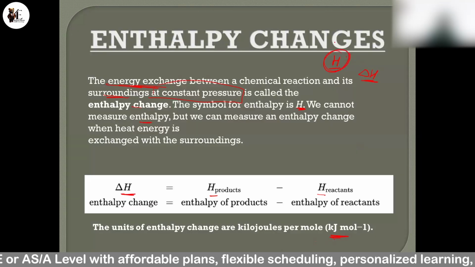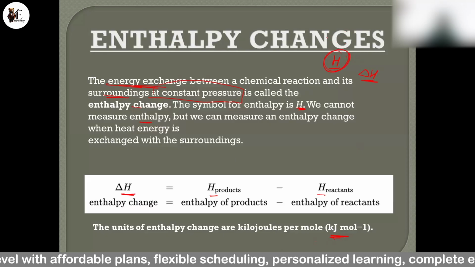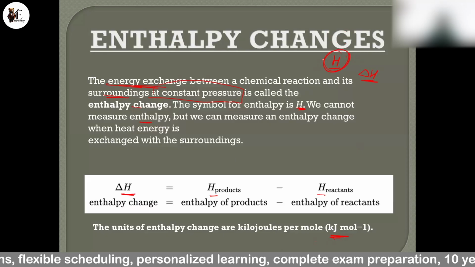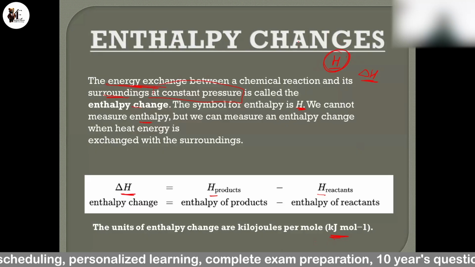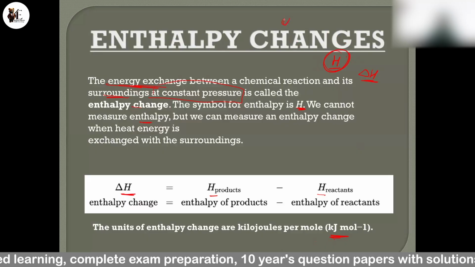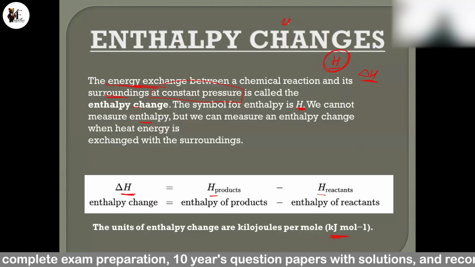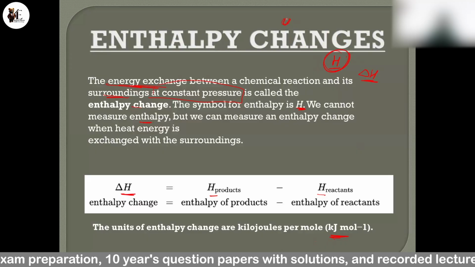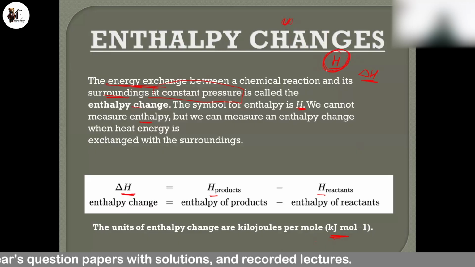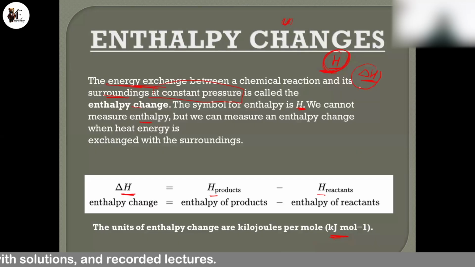You cannot calculate the absolute value of enthalpy, because it is equal to the sum of internal energy and the pressure-volume term. And internal energy is every energy inside it. You cannot calculate the absolute value of internal energy, that is U. So if you cannot calculate the absolute value of internal energy, that's why you cannot calculate the absolute value of enthalpy. So you always calculate it in terms of change. And the formula for it is enthalpy of products minus enthalpy of reactants.